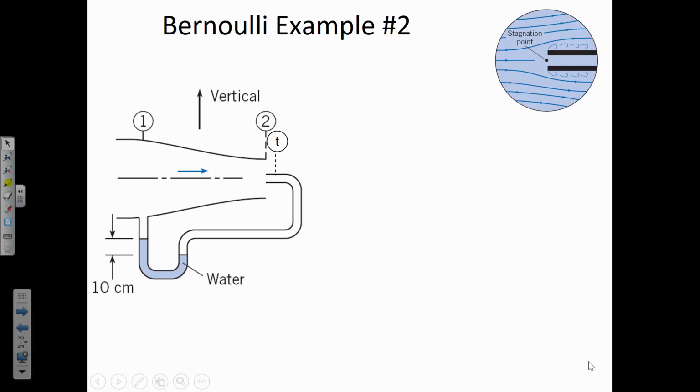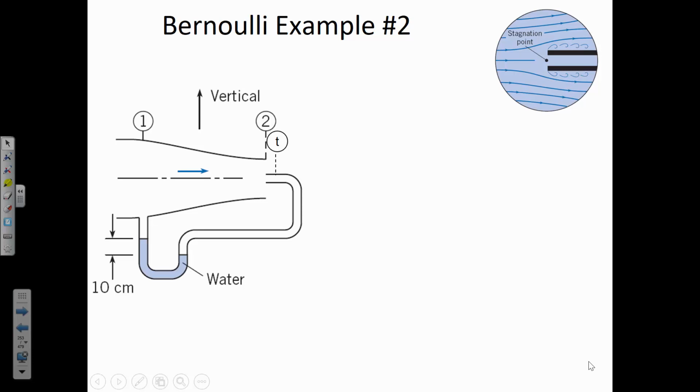So what I can do is I can say that the energy at 1 is equal to how much energy there is inside the tube. And so, in other words, P1 divided by gamma plus V1 squared divided by 2g is equal to PT divided by gamma plus Vt squared divided by 2g. I've omitted the z terms from Bernoulli's equation just because all of the z's are equal. Any questions so far with how things are shaping up?